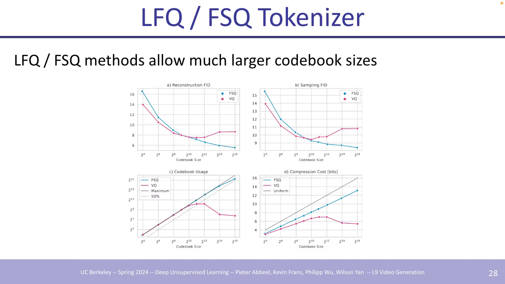The other nice factor aside from stability is that here are different metrics: the reconstruction quality on the top left, and the sampling quality of a downstream generative model they train on these discrete codes. With VQ, what you observe is that as you increase the codebook size on the x-axis, the max being 2 to the 16, like 64K, you actually start seeing a degradation in performance. It's a weird U shape for both reconstruction and downstream sampling. Versus for these FSQ, LFQ style methods, it seems to be steadily decreasing. So you get better and better reconstruction with more codes, and then you get better samples.